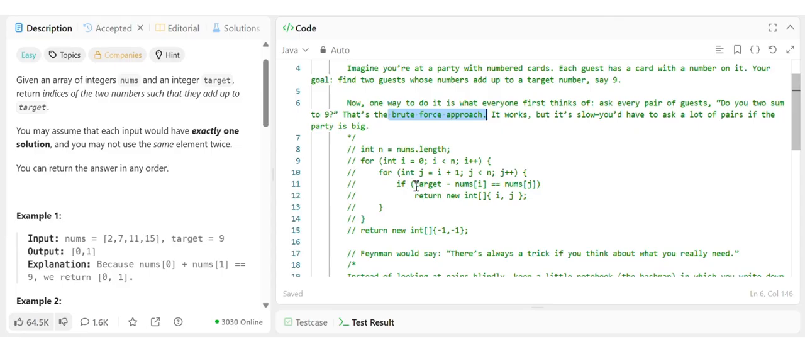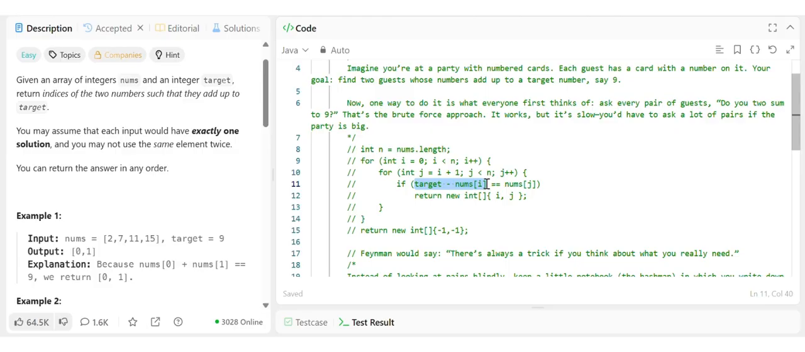What we are saying over here is, if target minus nums of i is equal to nums of j, that is the remaining number. If guest 2 is sitting on the chair, then guest 2 will represent the number nums of 2. So the remaining number would be target minus nums of 2. So we will check if any subsequent guest has the number equal to target minus nums of 2.